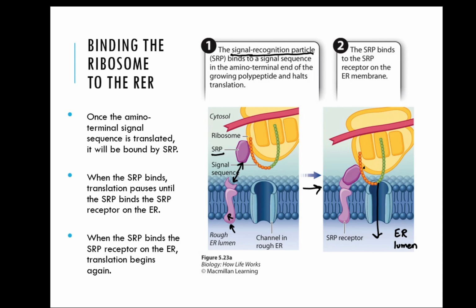So that's how you would get a protein to enter this whole system, going through the rough ER to the Golgi, and then finally packaged in a vesicle to either be transported, secreted out of the cell, or transported to another organelle, whatever its target is. Okay? Does that make sense?